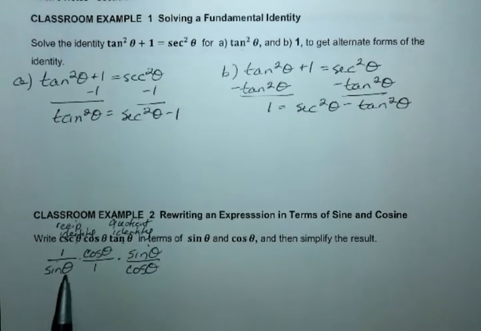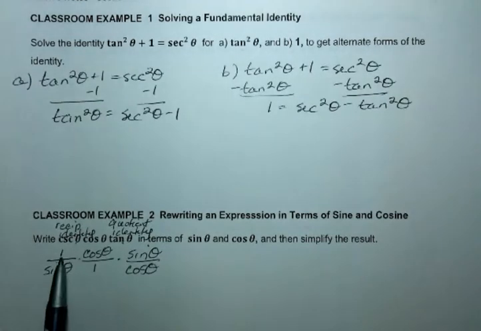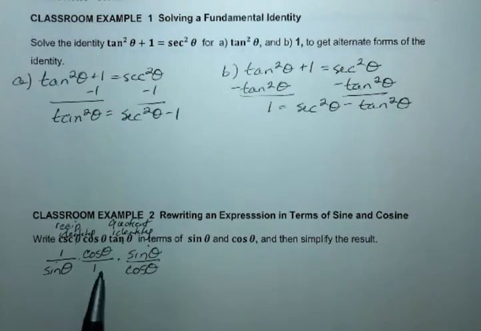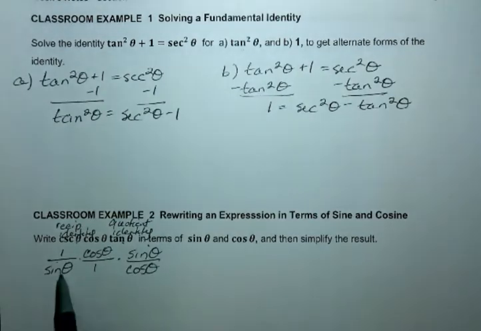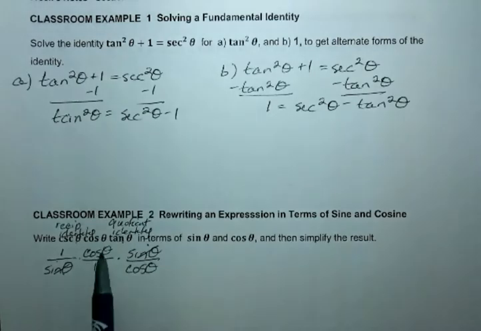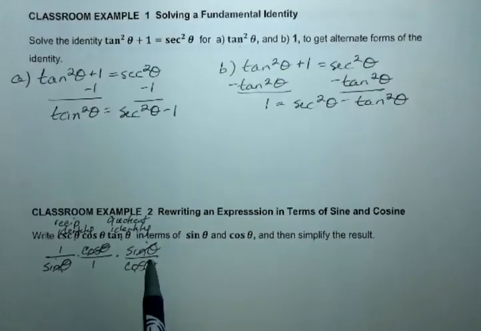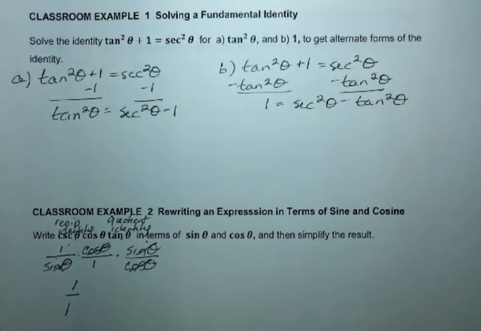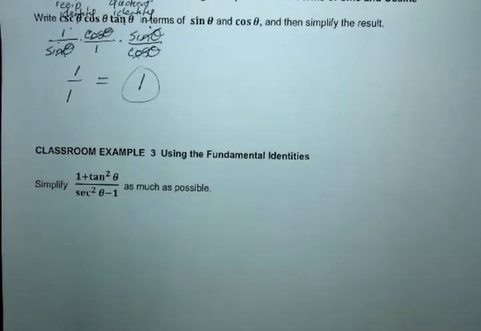Now that I've rewritten everything in terms of sine and cosine, I can do some things to simplify. I'm thinking of these 3 terms being multiplied together on the top and these 3 on the bottom, so I have some matching factors between the top and the bottom. I have a sine theta both places, I can cancel those out, and I have a cosine theta both places, so I can cancel those out. That leaves me with just a 1 on the top and a 1 on the bottom, and that simplifies to just 1.